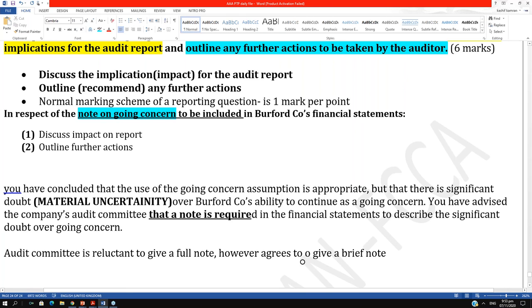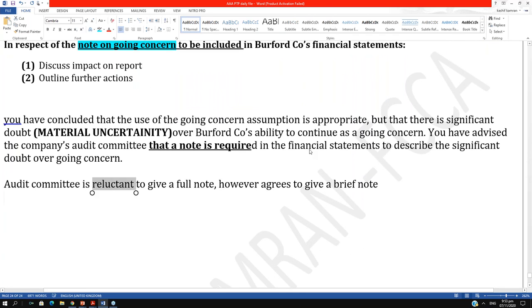However, management agrees to give a brief note. So the moment you see this word reluctant and the examiner is asking for impact on report, your impact on report would immediately be the impact on the opinion, because this is reluctance. Reluctance cannot give you a paragraph, right? You cannot have an MURGC paragraph for reluctance, right?